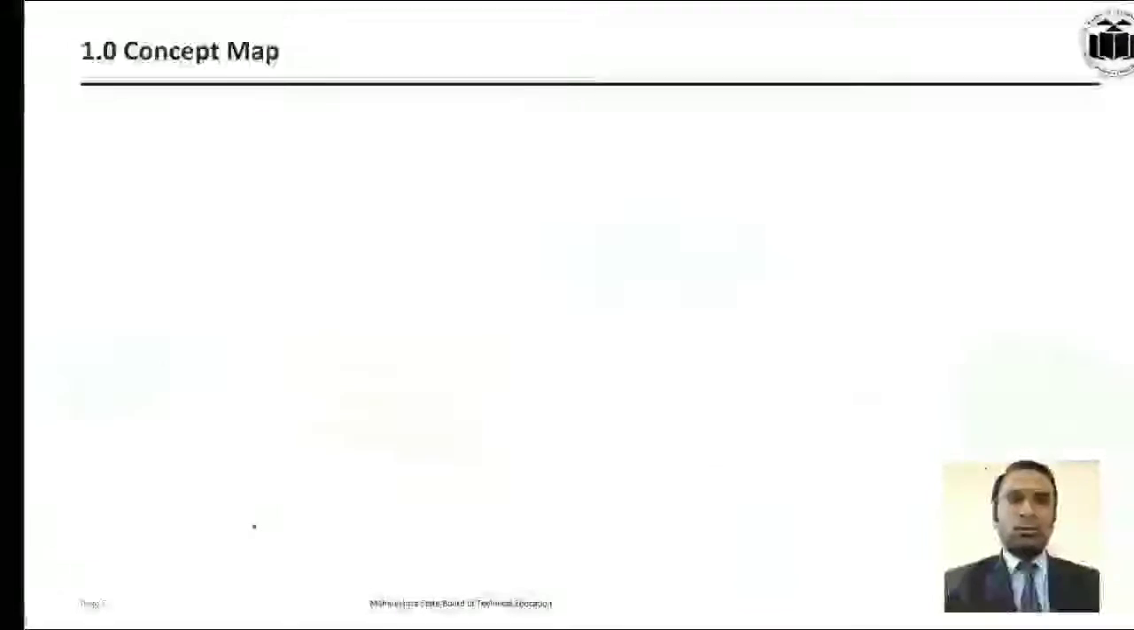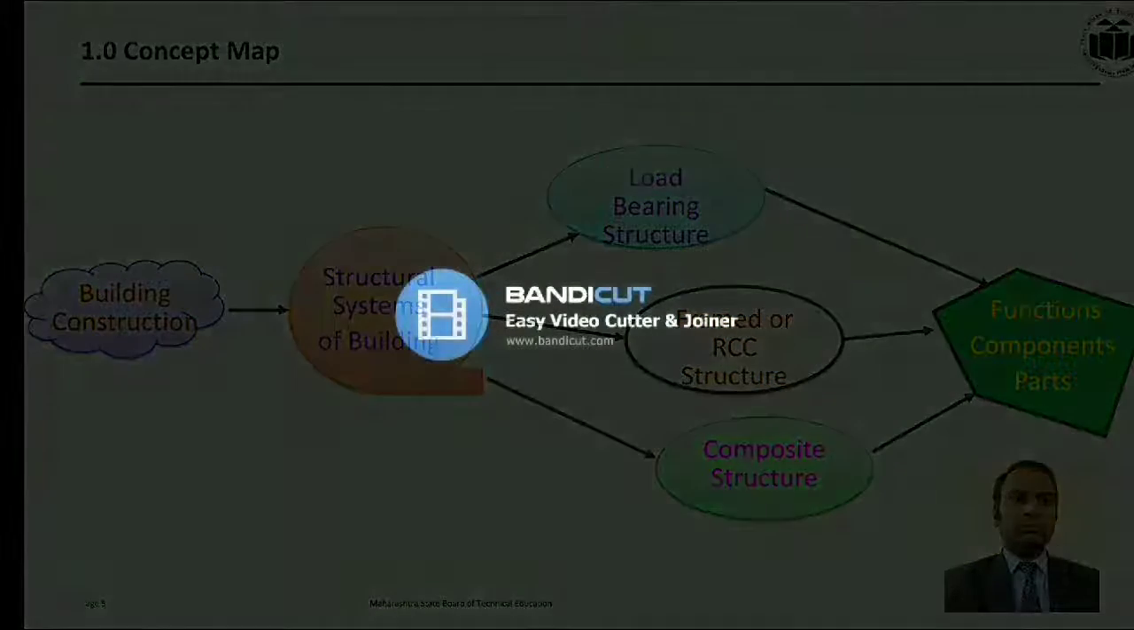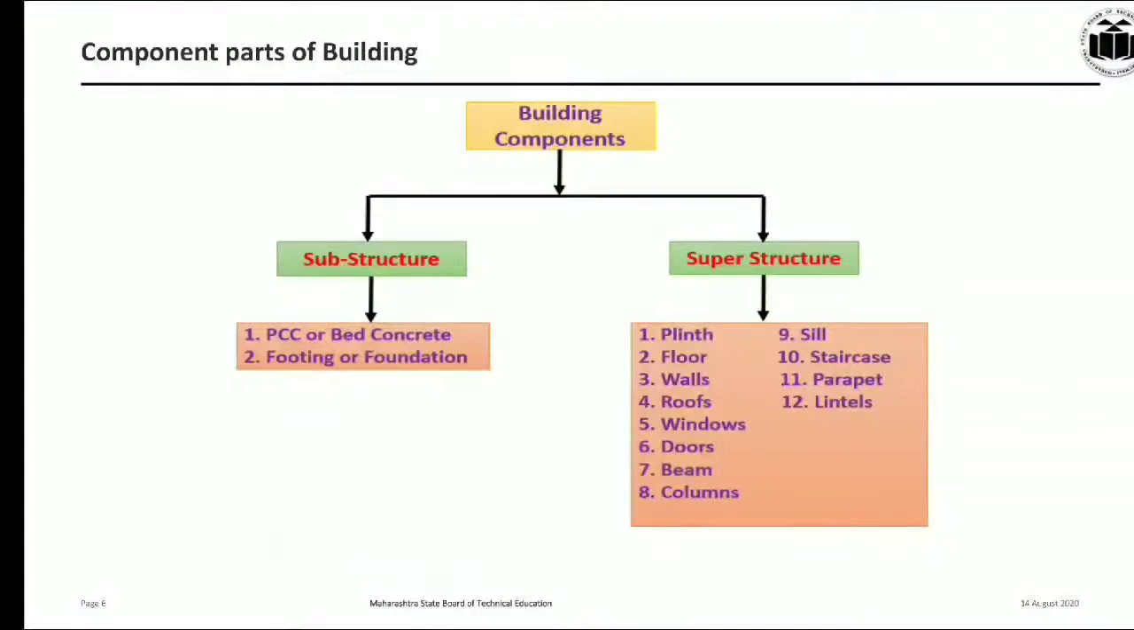Just see the concept map. Building construction, structural system of building, which can be categorized in three different formats: load bearing structure, frame structure and composite structure, and their functions, component parts. Let us see the different component parts of building. Building component parts are mainly divided into two types: superstructure and substructure.